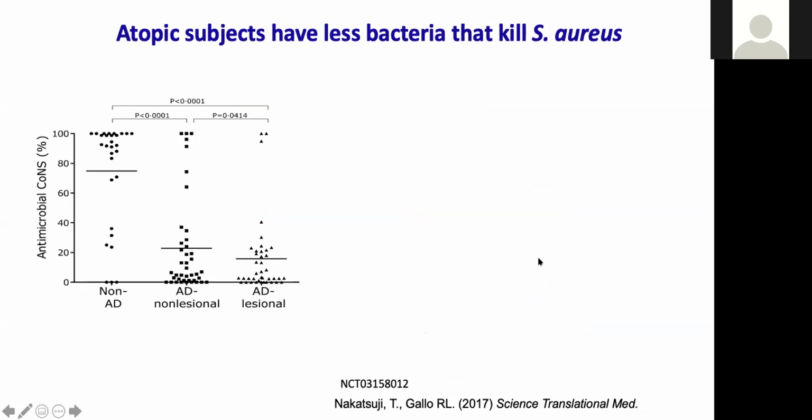Teru Nakasaki took this a step further and started looking at just how frequently the bacteria on our skin can fight against a pathogen. This is a plot. Each dot is an individual, and he's looking at whether the fraction of bacteria on the skin can kill Staph aureus. And on normal individuals, non-atopics, most of us, almost 100% of our bacteria can. But interestingly, the atopic, even non-lesional skin that was healthy appearing, is colonized by bacteria that cannot kill Staph aureus.